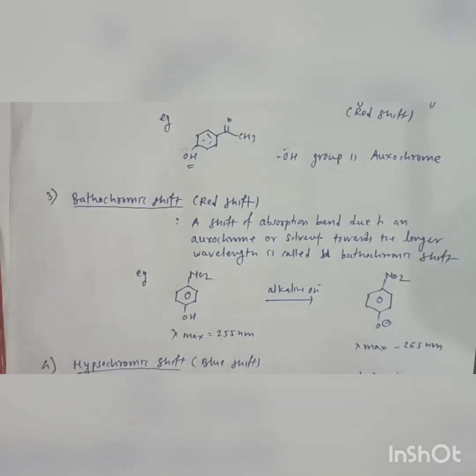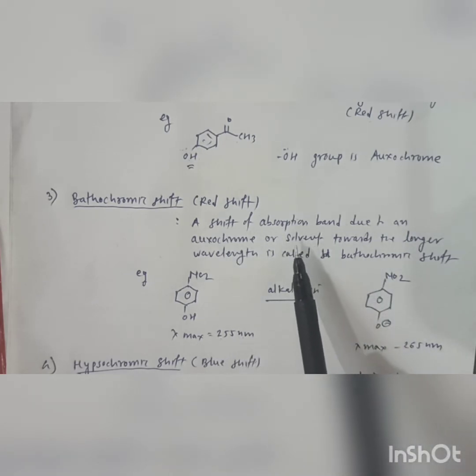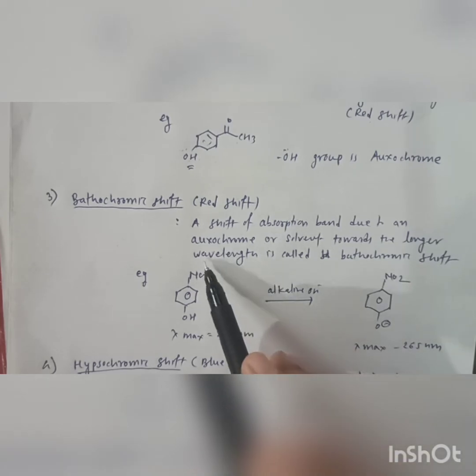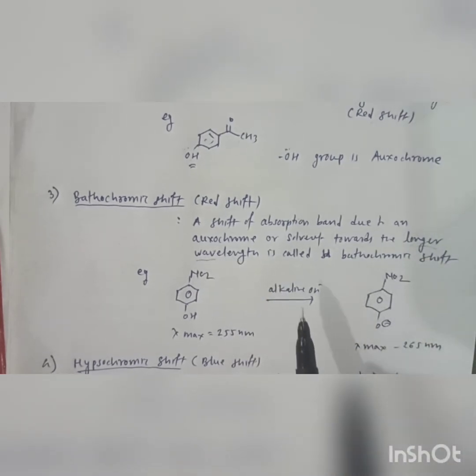Now what is red shift or bathochromic shift? A shift of this absorption band due to presence of an oxochrome or solvent effect towards the longer wavelength, that is very important, towards the longer wavelength is called bathochromic shift or red shift. See here, para-nitrophenol, or you can call it para-hydroxynitrobenzene, when it is placed in alkaline medium, it will absorb at 265 nanometer. Before it was absorbing at 255 nanometer, but now it will absorb at 265, longer wavelength, and therefore this is called the bathochromic shift.